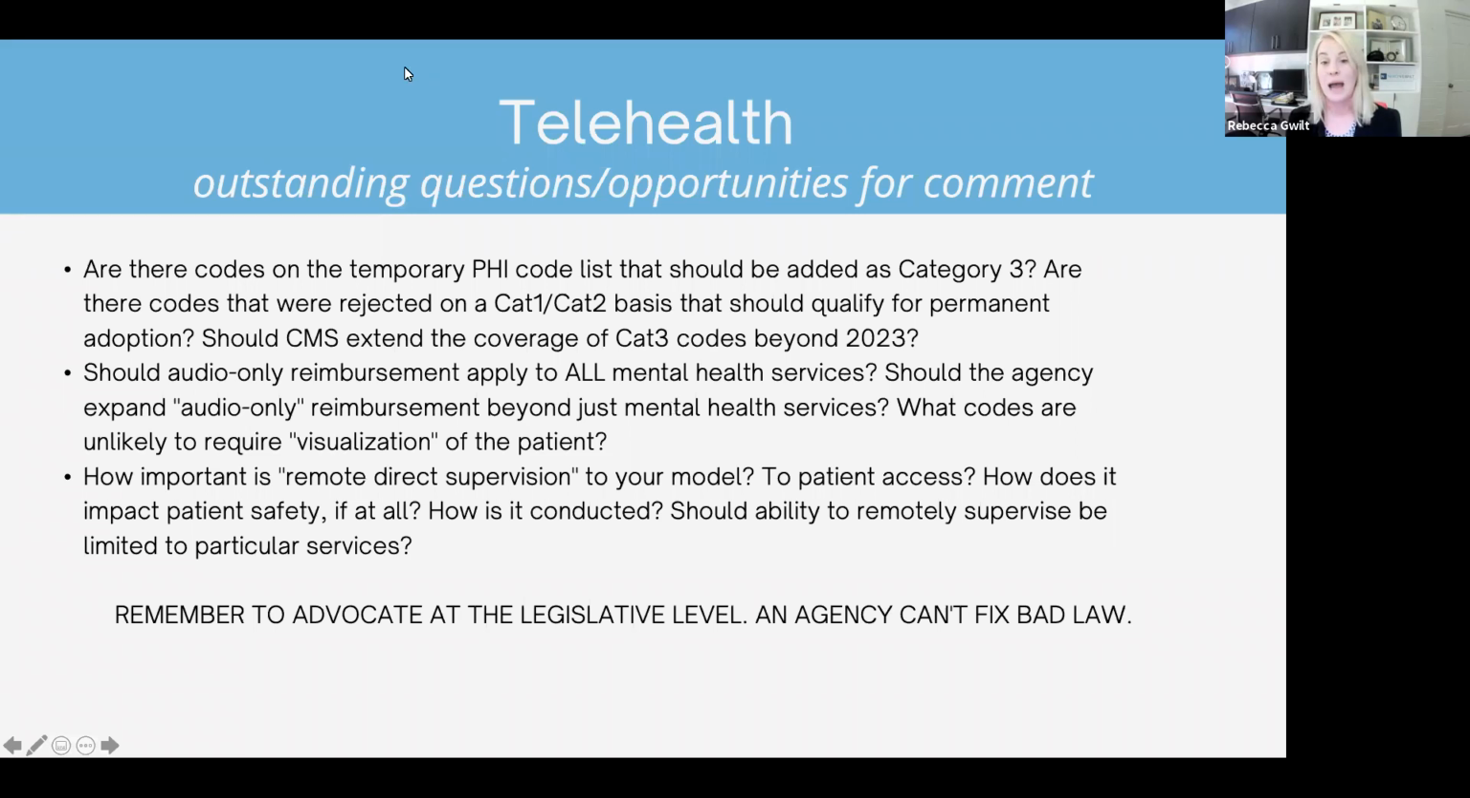And then the last is, how important is remote direct supervision to your model? And tell CMS that. How is it important to patient access? How is it important to specialty access? How does it impact patient safety, if at all? How is it conducted? Who's doing this? What does the business model look like? How do you make sure that there are guardrails to protect against the things that CMS is scared will happen to beneficiaries? And they've also said, well, maybe we'll extend it, but maybe we'll only extend it for particular services.